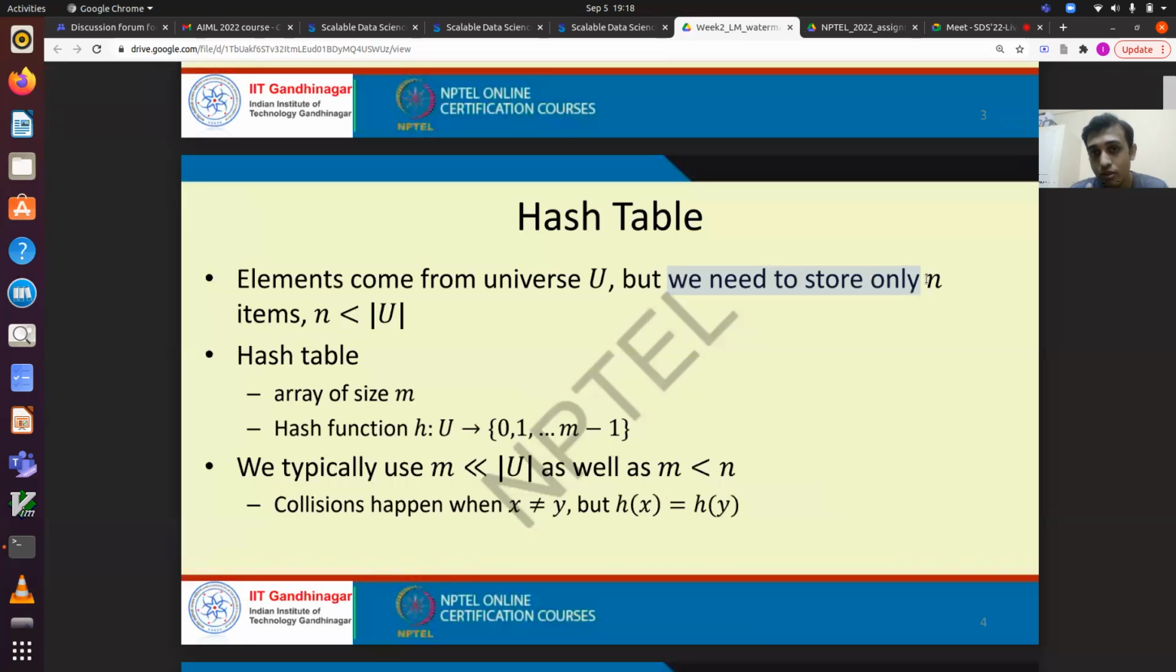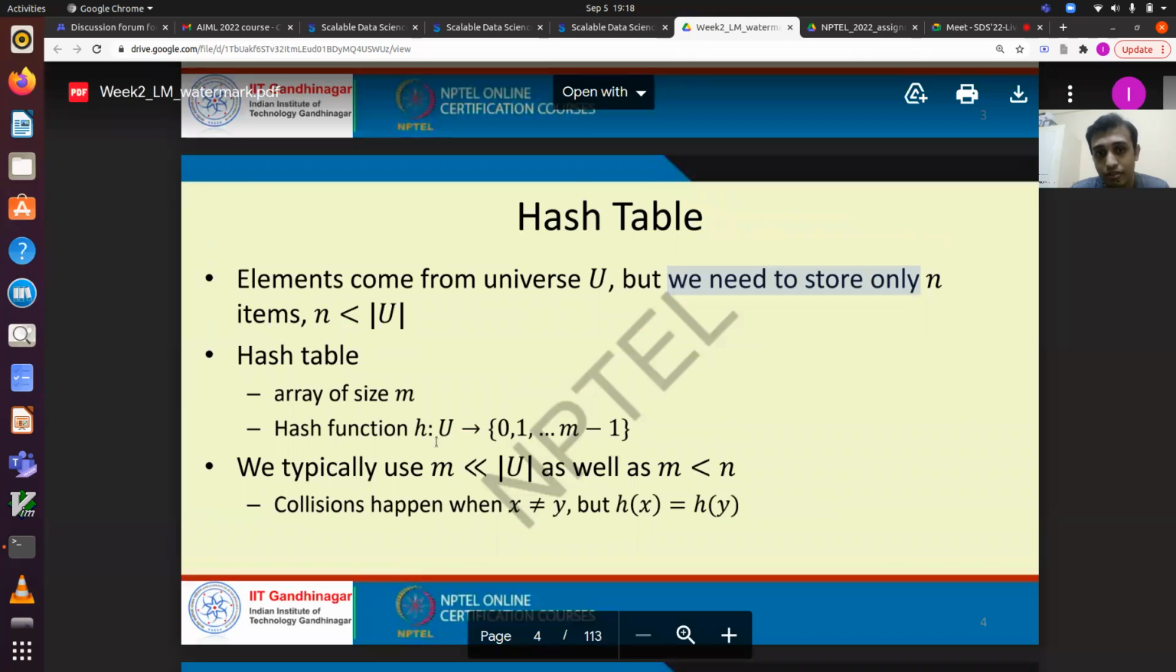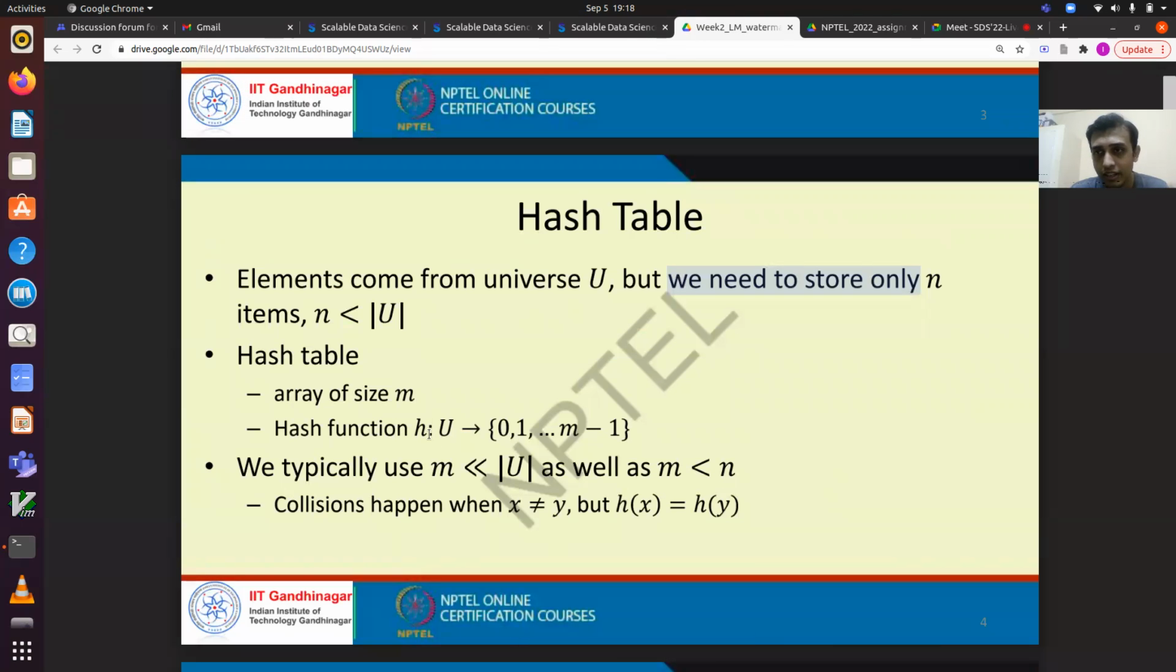If we have 0, 1, 2, 3, 4, 5, our M is 5, right? That's the target position. On the left-hand side is your universe of inputs. It can be as large as possible. Usually M is far smaller than the universe. So the number of target positions is far smaller than the number of elements you are mapping.